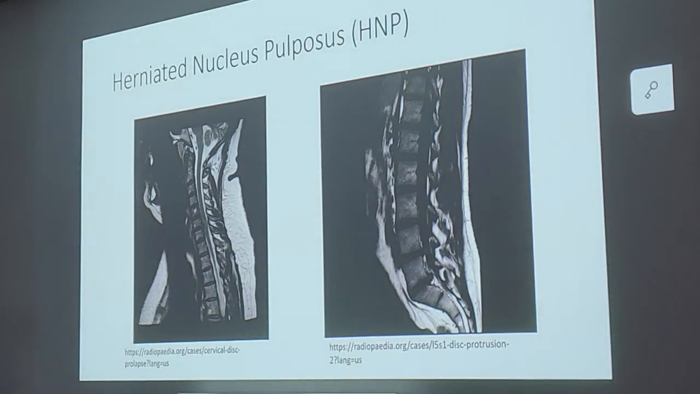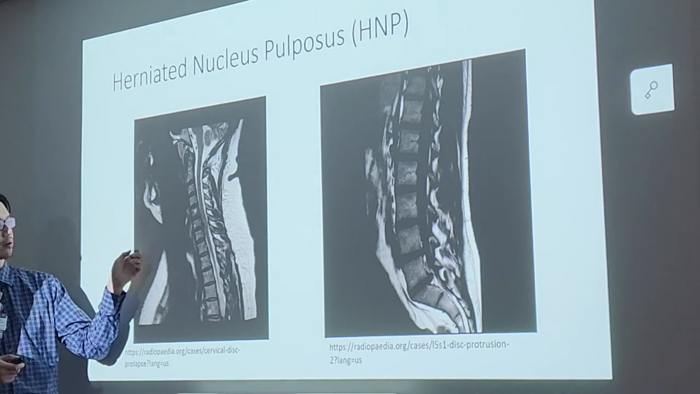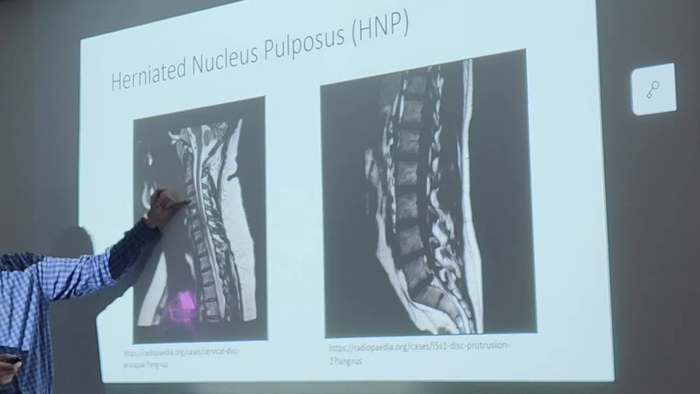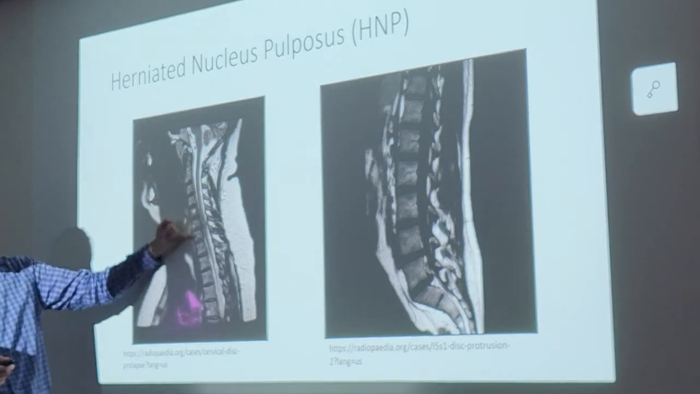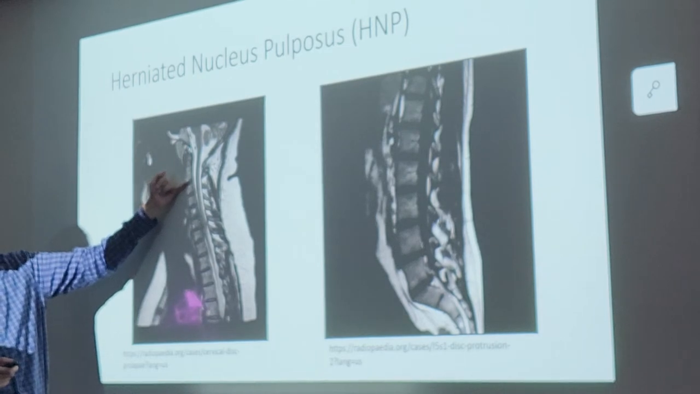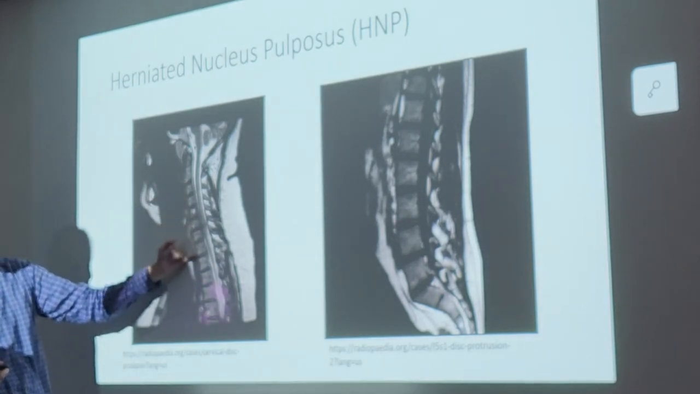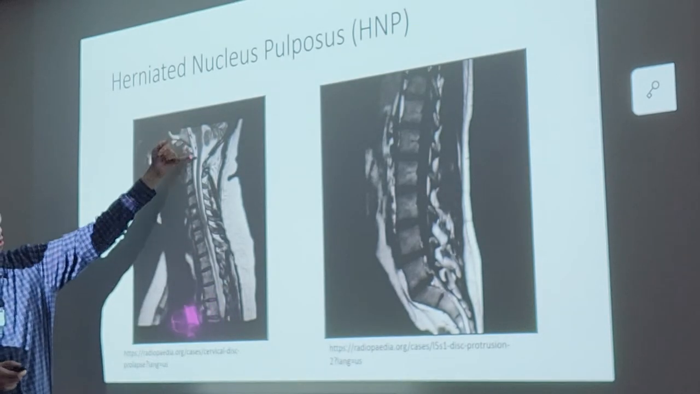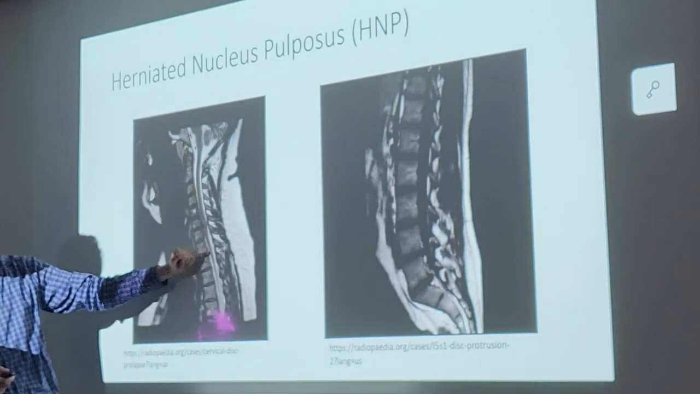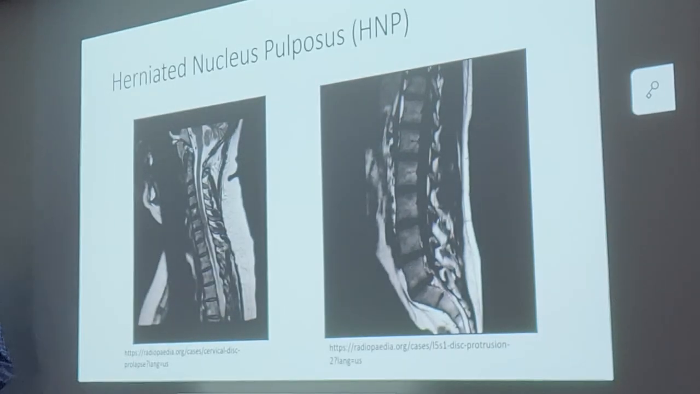So these are some MRI images of the spine. If you look here on the first one, you see the spine here? You see the vertebrae right there? And between the vertebrae, this black area, these are the intervertebral discs. Do you see that? And then back here, you have the spinal cord. Do you see where one of the discs protrudes into the spinal cord?